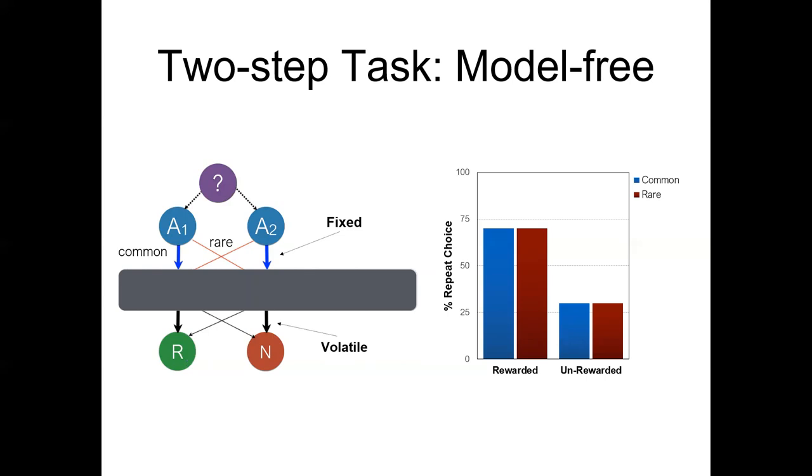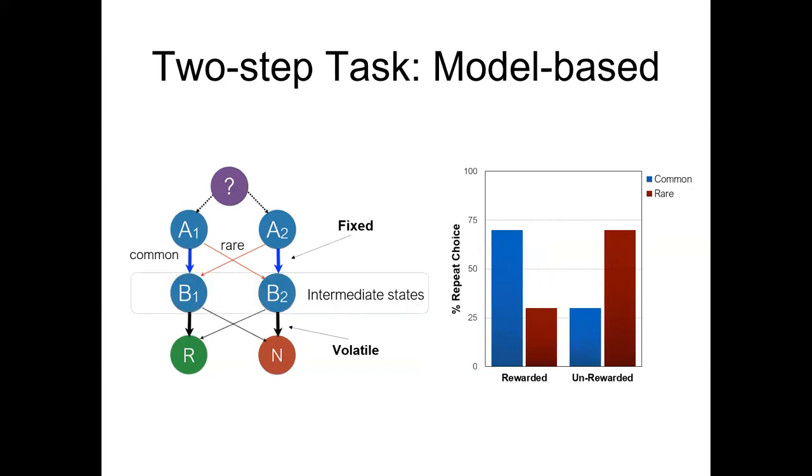As standard instrumental learning indicates, you should always repeat the action that leads to reward, right? So in this case, no matter what happens here, which is now ignored by the subject, if you receive the reward, you would always choose the action that leads to the reward. And that's exactly what the plot says here. No matter what happens here, if you are rewarded, you are more likely to repeat your choice. If you are unrewarded, you are less likely to repeat your choice. But that's actually not the ideal thing to do.